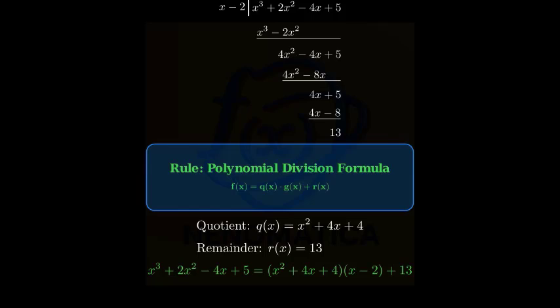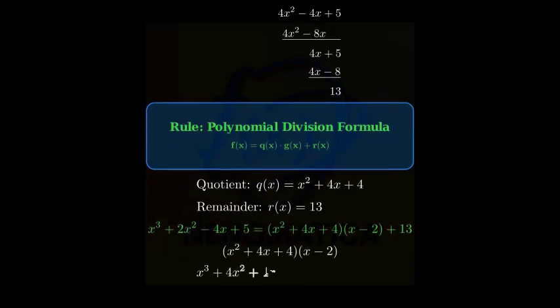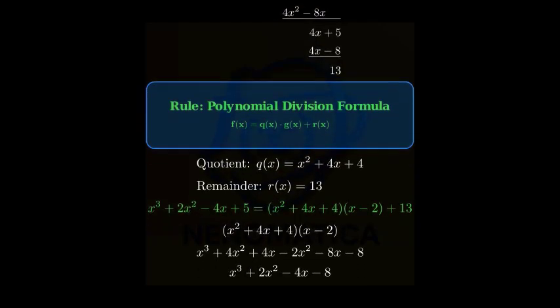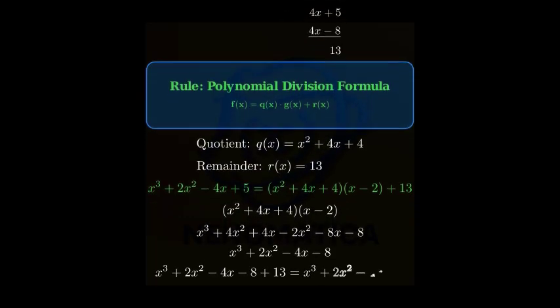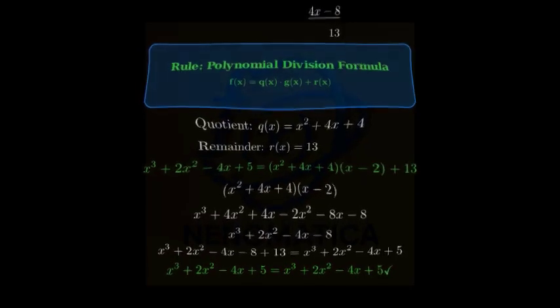Let's verify our answer by multiplying the quotient by the divisor and adding the remainder. First, let's multiply x squared plus 4x plus 4 by x minus 2. We get x cubed plus 4x squared plus 4x minus 2x squared minus 8x minus 8. Simplifying, we get x cubed plus 2x squared minus 4x minus 8. Now, we add the remainder, 13, to get x cubed plus 2x squared minus 4x minus 8 plus 13, which equals x cubed plus 2x squared minus 4x plus 5. This matches our original dividend, confirming our answer is correct.